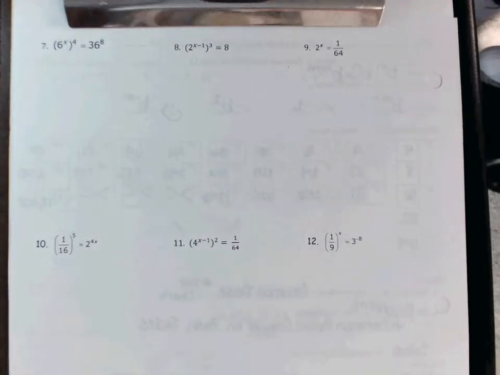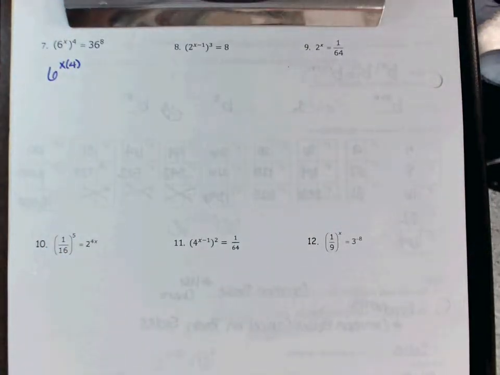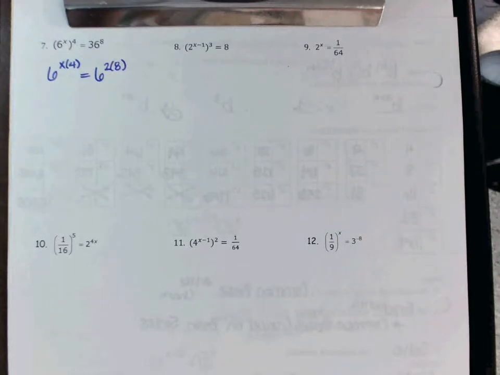All right, look at the next one. We need to match our bases. So I have 6 to the x to the 4. Remember that that is the same as 6 to the x group the 4. And then on the other side, you may need to flip over. What is 36 as a base 6? 6 squared. But what was already there? The 8. And remember that if they're both exponents, you are multiplying those together.